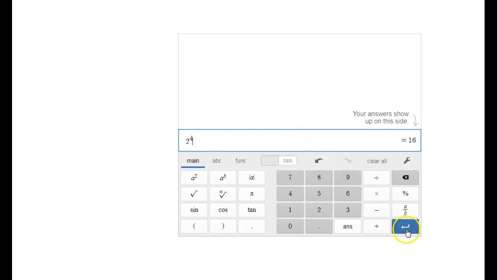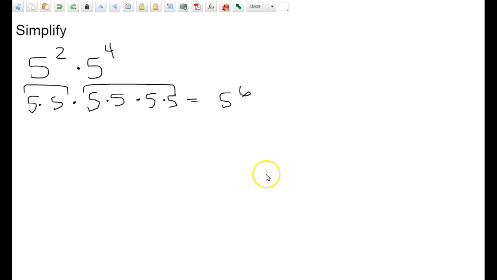On this calculator, if you hit enter, it'll give you a new line, or you can clear all and get rid of everything. So we would go 5, AB makes it so we can put in an exponent, 6, gives us 15,625. And that's our final simplified answer.